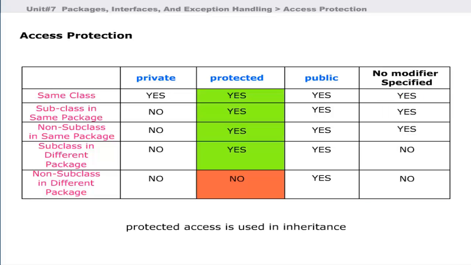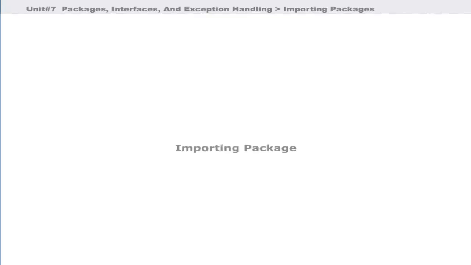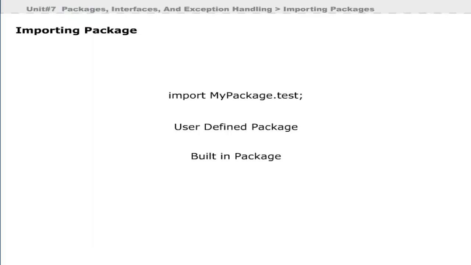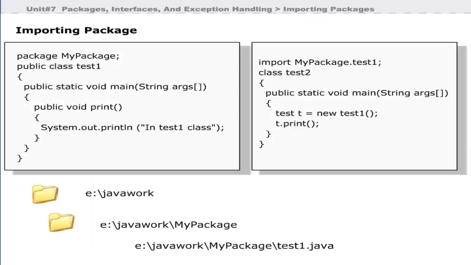If you want to allow a member to be available to the classes that inherit a class, you have to declare it as protected. Now we will learn how to import a package in your program. Import statements can be used to import a user-defined package. Java's built-in packages are third-party packages. This example illustrates it. Save and compile the test1 file in the mypackage folder as already discussed. Save the test2 program in e:\java work and compile it. This program uses an import statement to import the test1 class from mypackage.